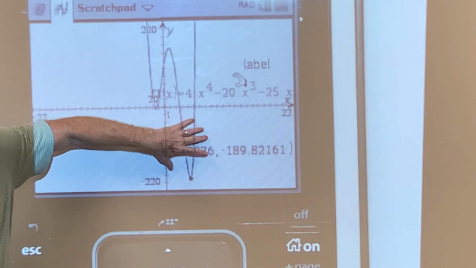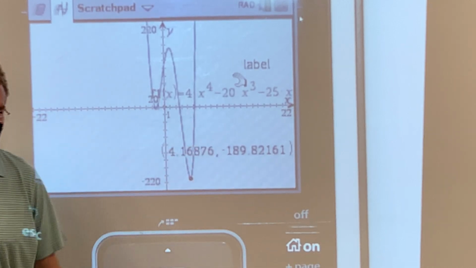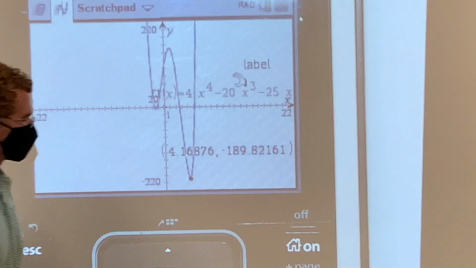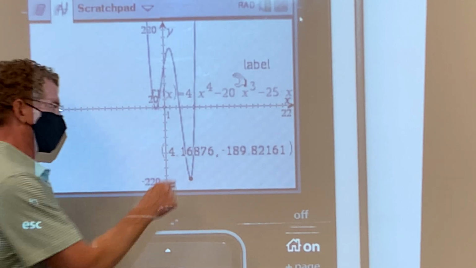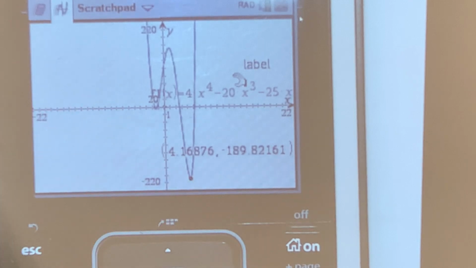Not the point. And AP is really annoying about that. Sometimes they say, what's the min? They say what the min is, write the Y value. Sometimes they say, hey, at what X value is the min located? Then you write the X value. At what point is the min located? Then you write the point. So you really have to read to make sure you're answering the right question.